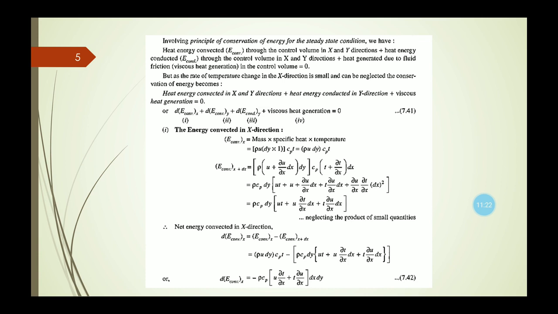The first term is the energy convected in the x direction, dE convection x. E convection x equals mass into specific heat into temperature, so the formula can be written as rho u dy into Cp T. Now E convection x plus dx can be represented as rho times u plus del u del x into dx, into dy, multiplied by Cp into T plus del T del x into dx.